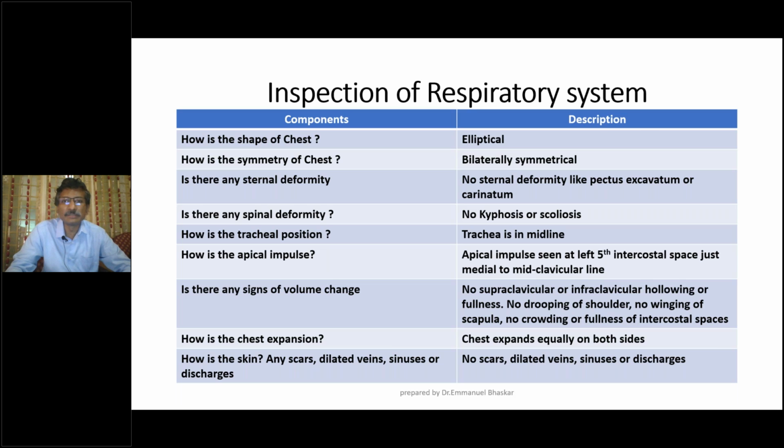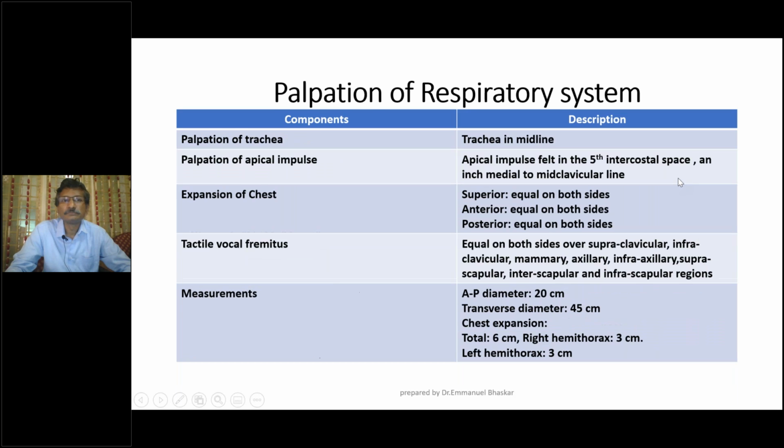So now going into palpation. I already told you, you will be looking at the trachea again. You will palpate the trachea and tell that the trachea is in midline. So when you palpate the trachea, what finding will make you tell that the trachea is in midline?